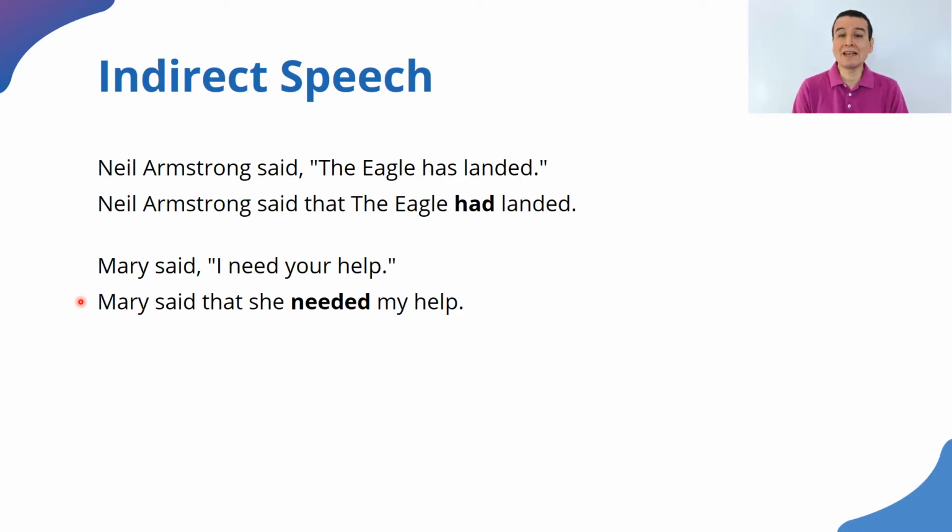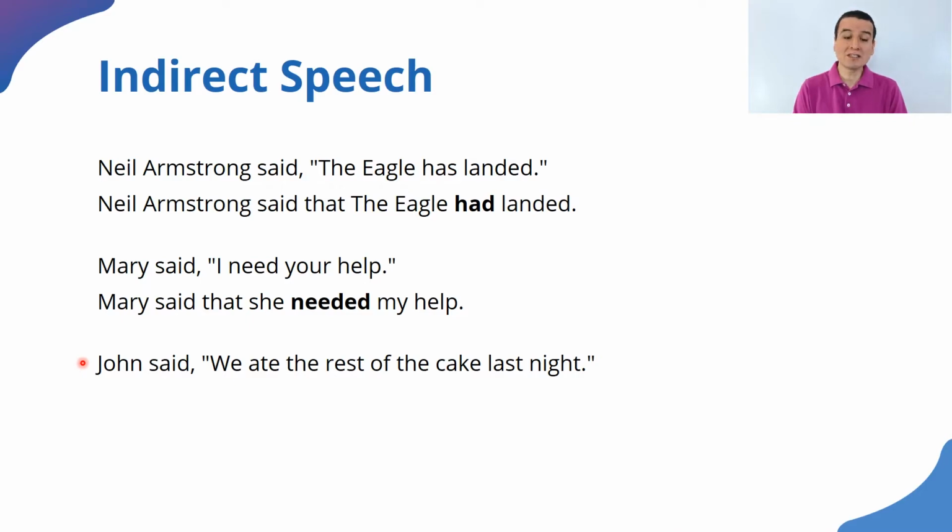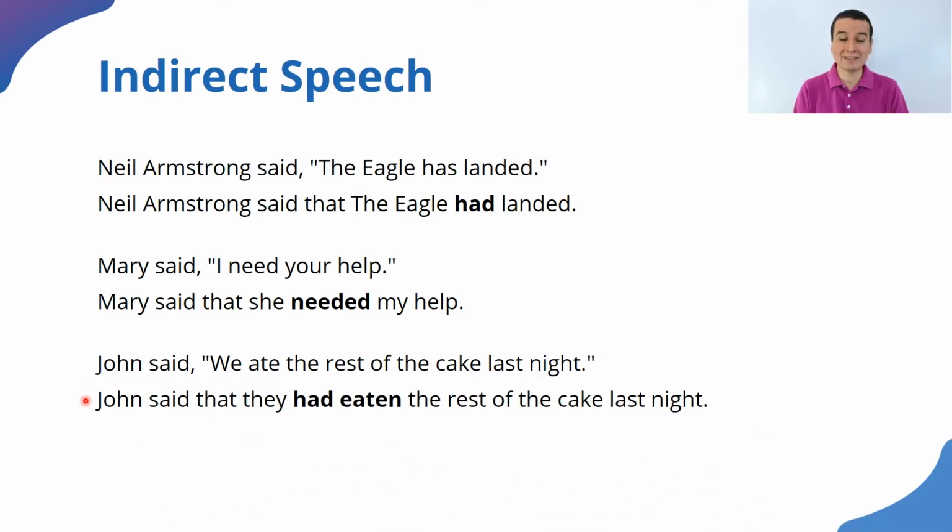The good thing is that in any language that we report something, this will always occur. We transform a present tense into a past tense, and we refer to the people that were involved in the action in a logical manner. If we had to report this, John said, we ate the rest of the cake last night. We ate. So if we're talking about something that happened in the past, and in the original sentence we use ate, which is past simple, we need to transform that in this way. John said that they had eaten the rest of the cake last night. So if we say ate, past simple, we transform that to past perfect.